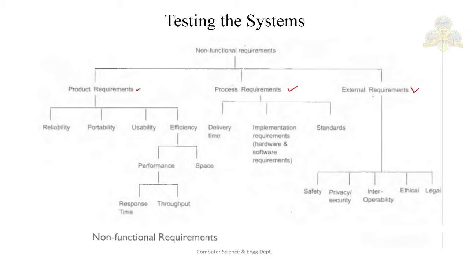And in the external requirements, your safety, security, then whether you have coded ethically, whether your project is going legally, whether there are any legal issues. These things will come under your external requirements. In the requirement phase itself, while building your SRS, the engineers will find out which type of non-functional requirements are applicable to that particular project or product in hand. And only those will be mentioned in your SRS document.